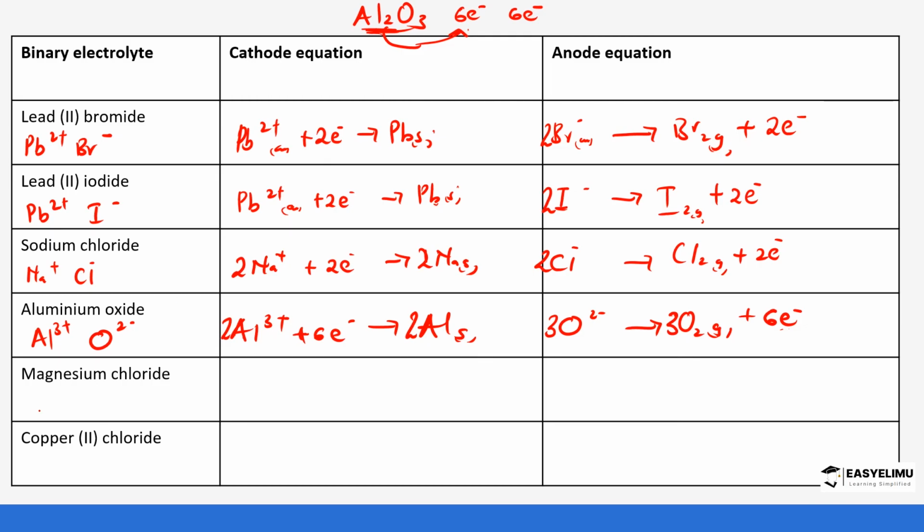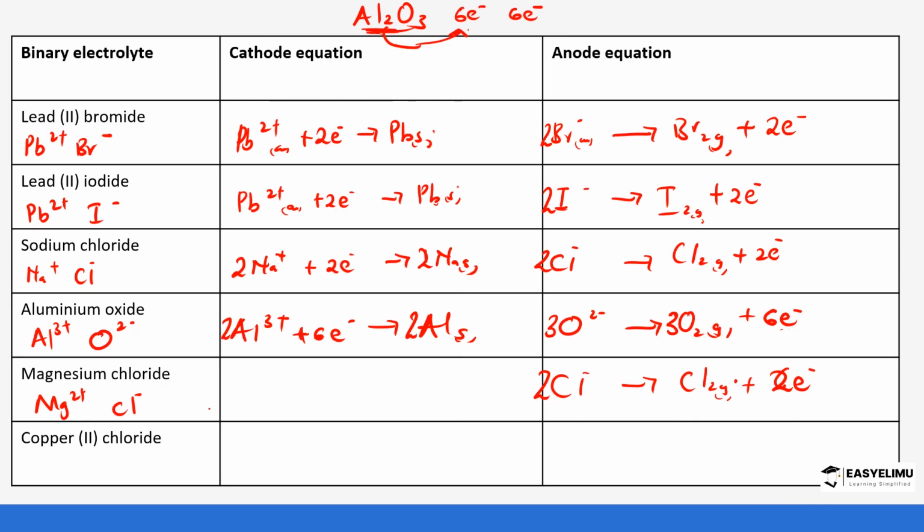And then magnesium chloride, magnesium ions and chloride ions. So we start with the chloride ions that migrate to the anode. Chloride ions react by losing 2 electrons to form chlorine gas, pale yellow, and 2 electrons are lost. So we have to balance the chloride ions.